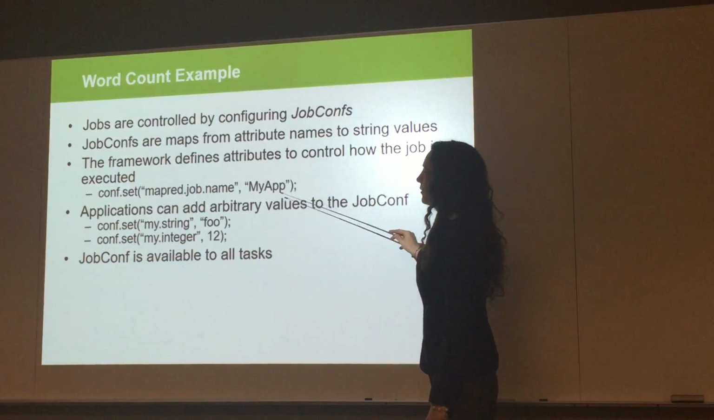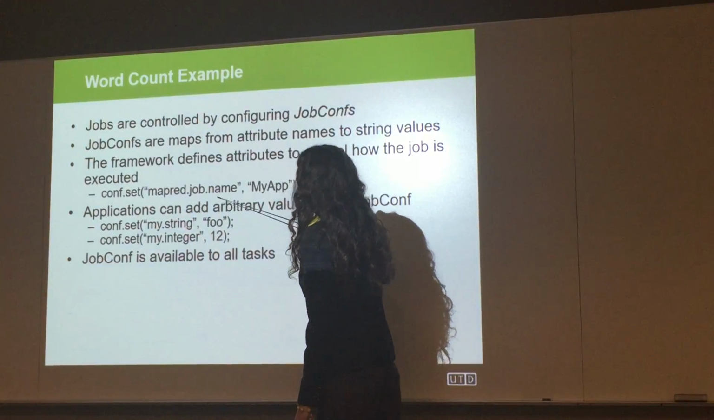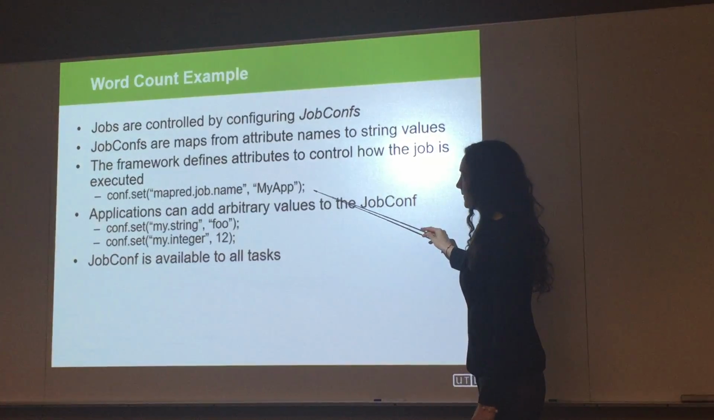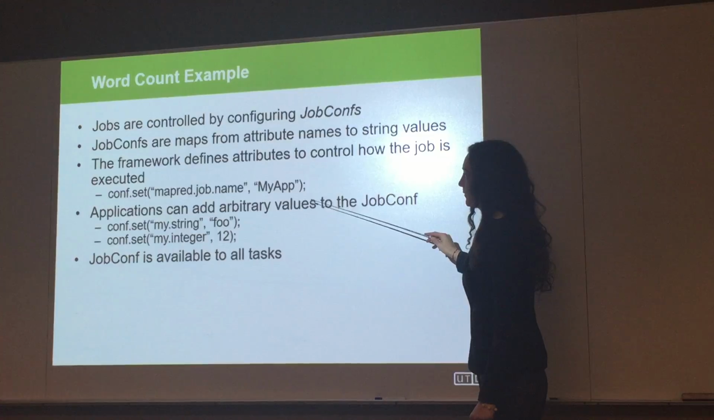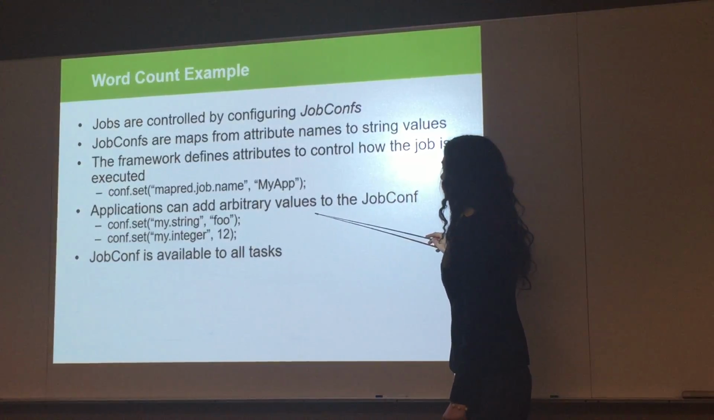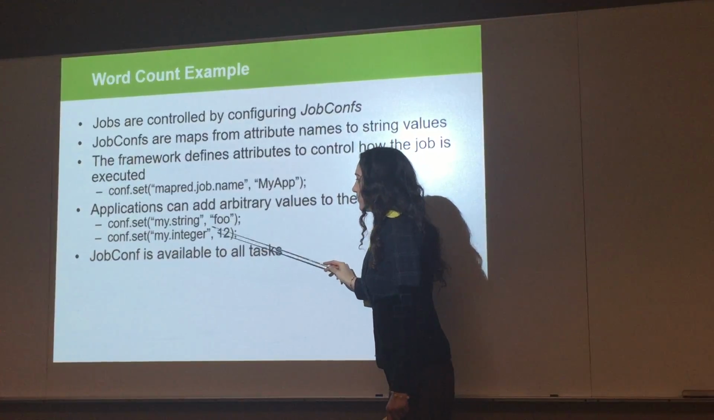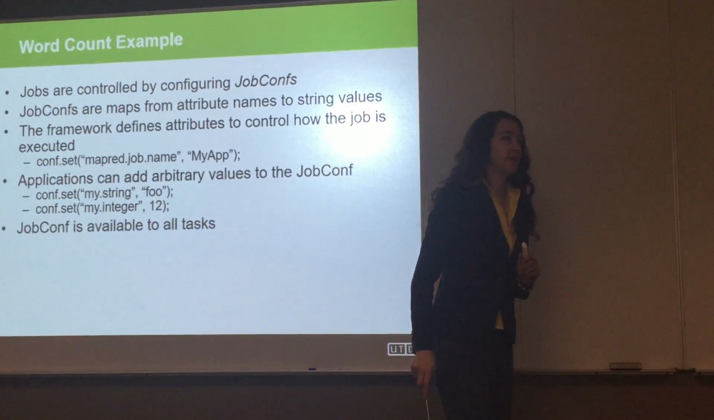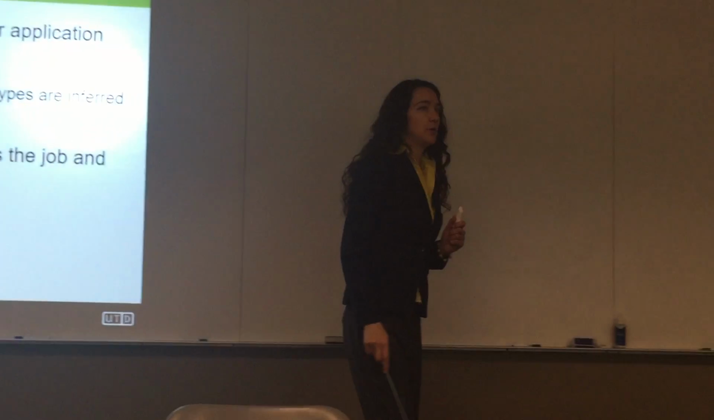So we can do configure set, the job name and the application. The application can add arbitrary values to these job configurations. These types of job configurations are available to all tasks.